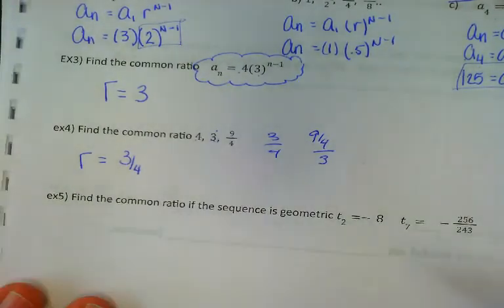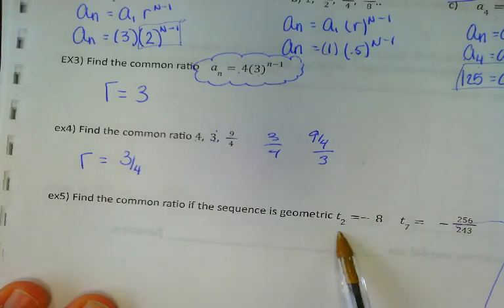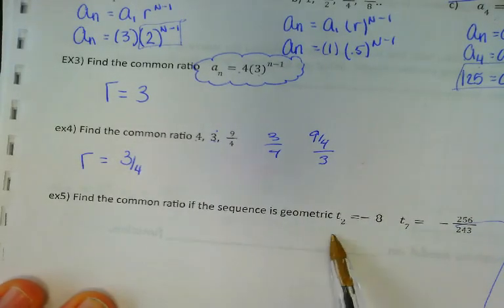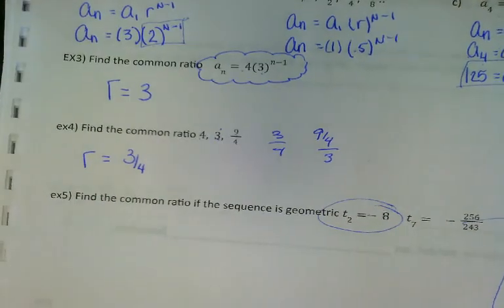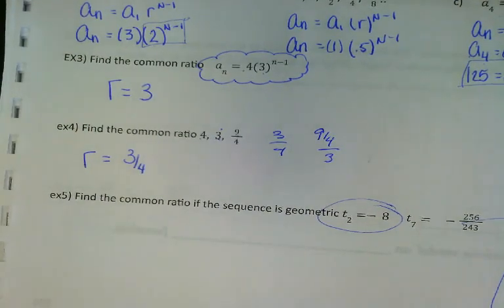All right, I'll give you a minute to tackle 5 here. It's another ugly one, right? Find the common ratio, so take your time. Start with the first. Write your rule out. Plug in your a sub 2. Plug in your first piece of information.